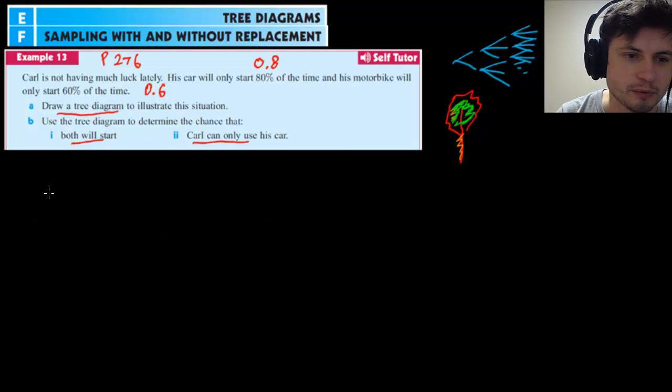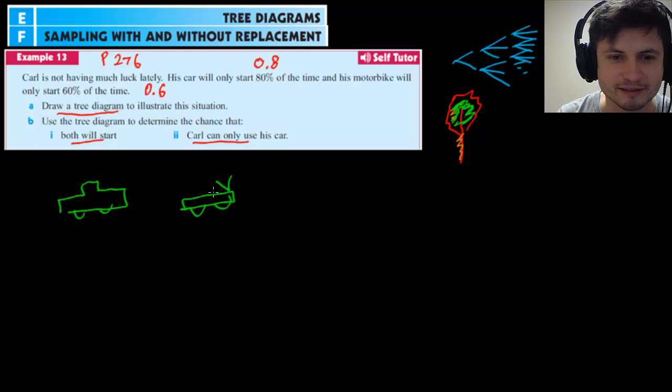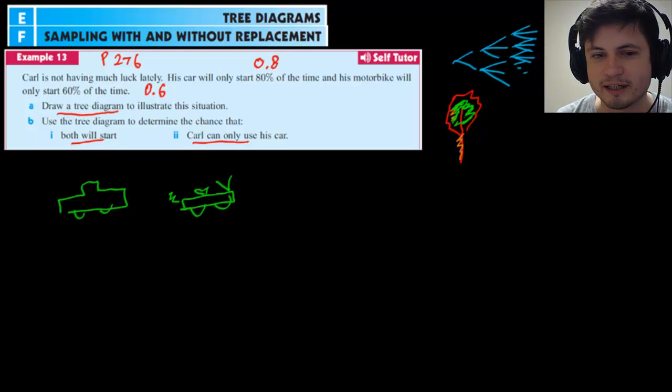To answer this question, we have to actually visualize this. So we have a car, a really badly drawn car, and we have, oh my god, this is going to be really hard for me to draw, a motorcycle. All right, yeah, there's a seat here. Yay, motorcycle. So what we want to know is, what is the chance that both of them will start?